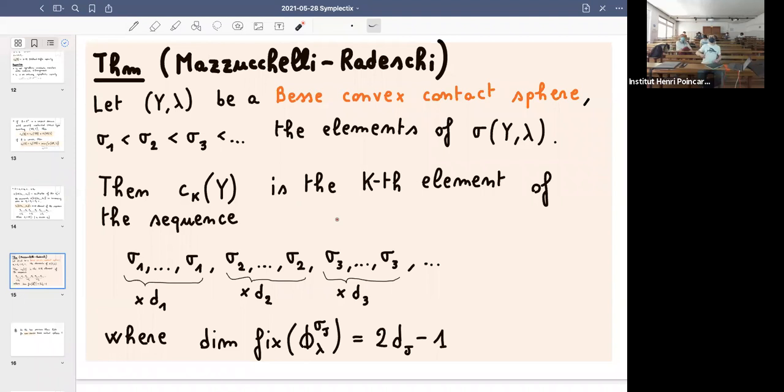Can you give an idea of how you prove perfectness? Oh, how we prove perfectness? Yes.